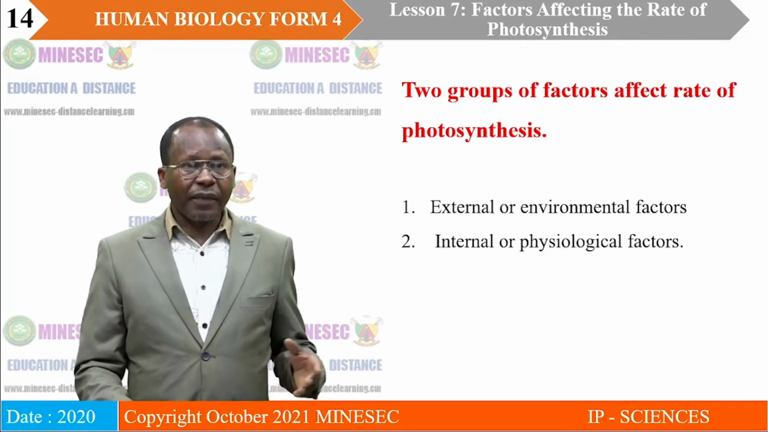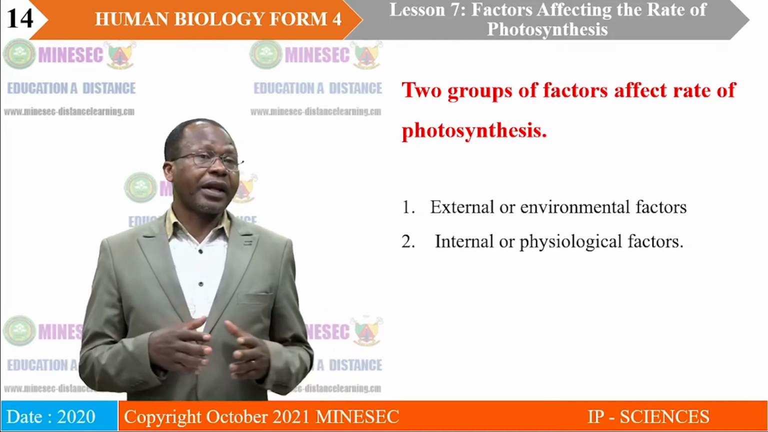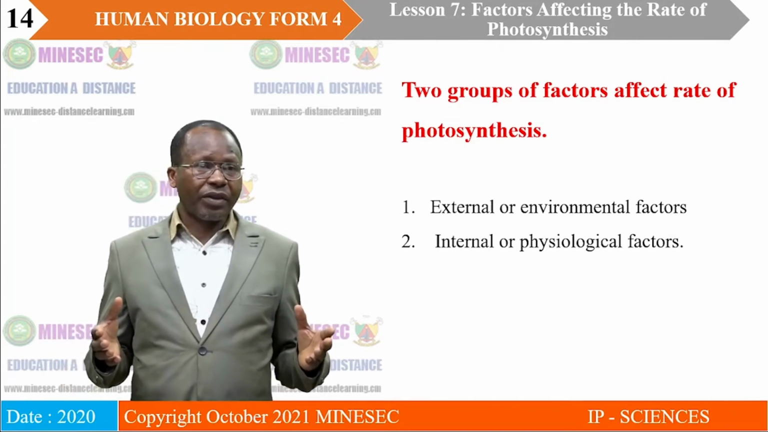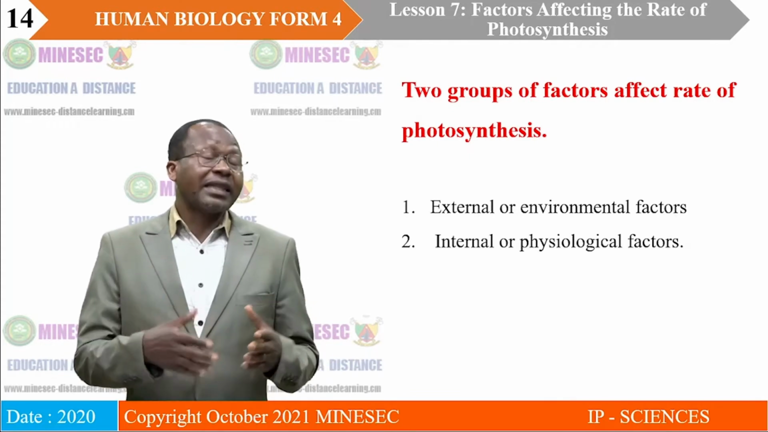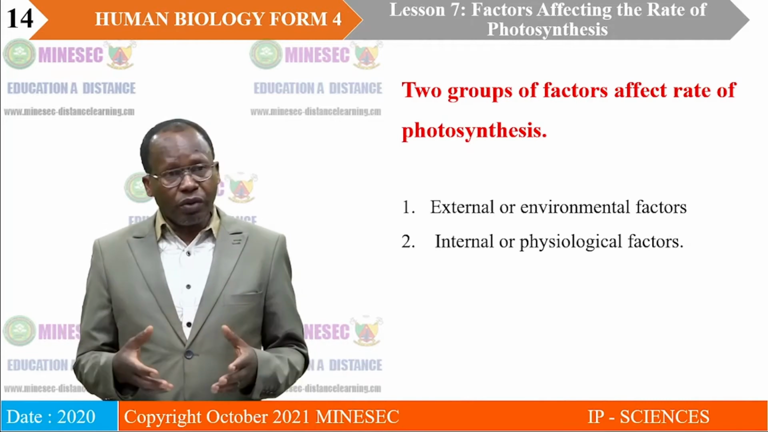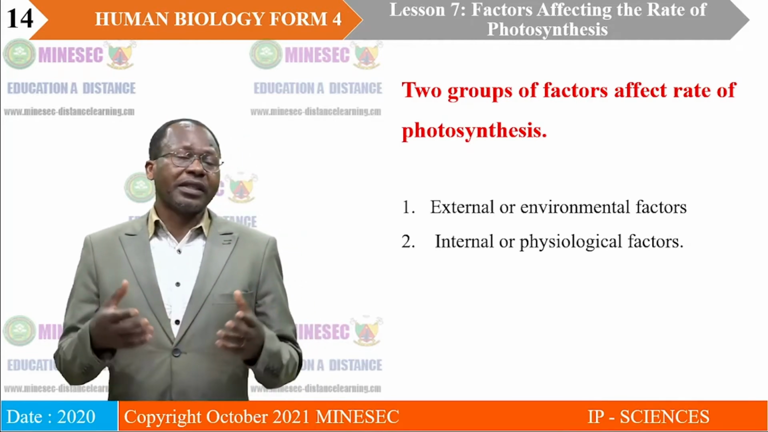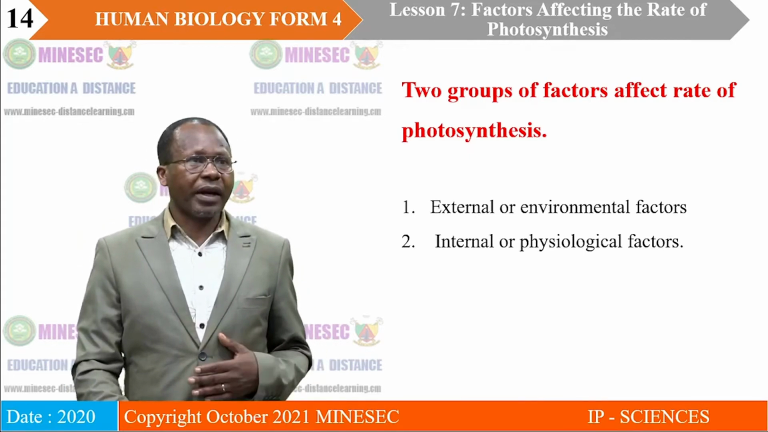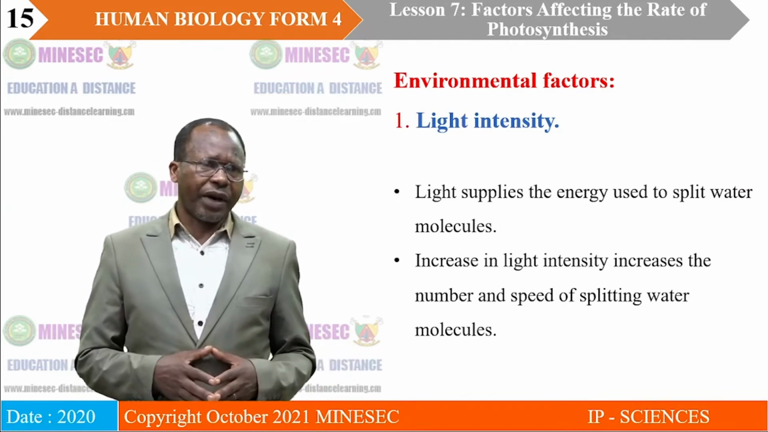We see that there are two groups of factors that affect the rate of photosynthesis. There are external or environmental factors, and there are internal or physiological factors. Water is an external factor. Therefore, the provision of an external factor alone, without the internal factor, may not actually increase the rate of photosynthesis. We shall look at these factors, how they affect the rate of photosynthesis. Let's start with the environmental factors.